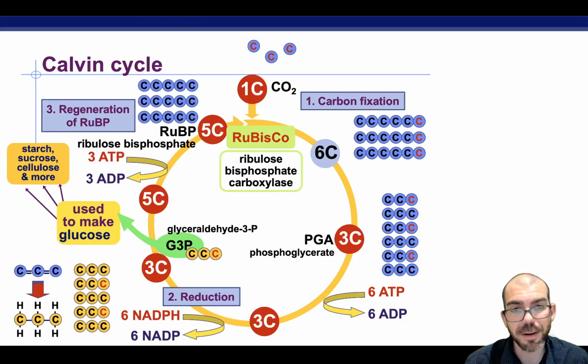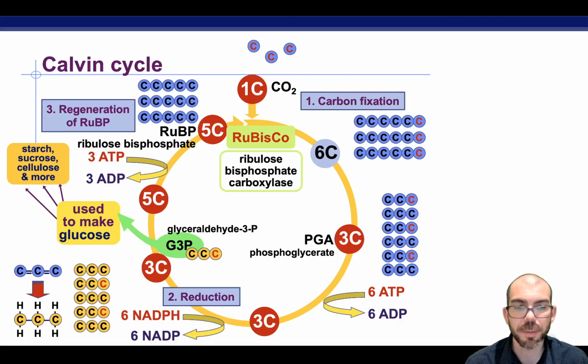So to review this again, this is showing 3 turns of the Calvin cycle in the stroma. 3 carbons enter and are grabbed by an enzyme called Rubisco. Rubisco grabs the carbons and the RuBP and fixes the carbons, or adds them into the cycle. We call that phase carbon fixation.